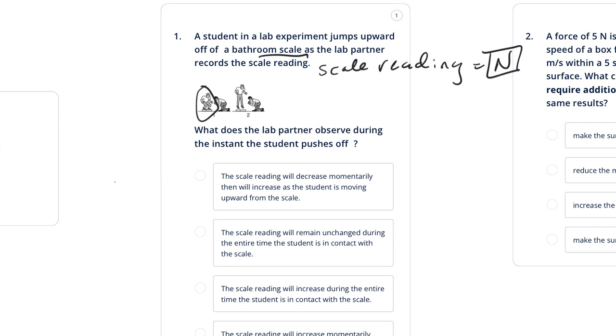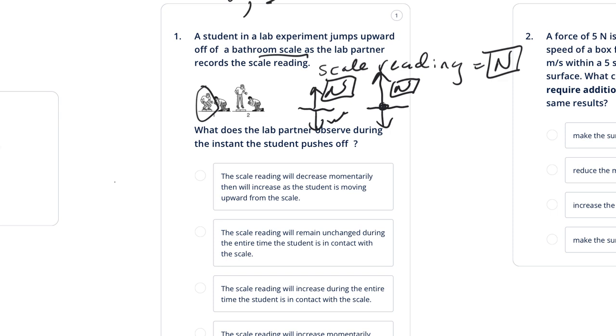So when he's just resting, like in that picture right there, the weight is equal to the normal force. Okay, so that's what we start out with. The scale reads the weight. But then he accelerates off of it. To accelerate off of it, he has to push against the scale, and the normal force has to be greater than the weight. So the weight greatly increases, depending on how hard he jumps off of it.